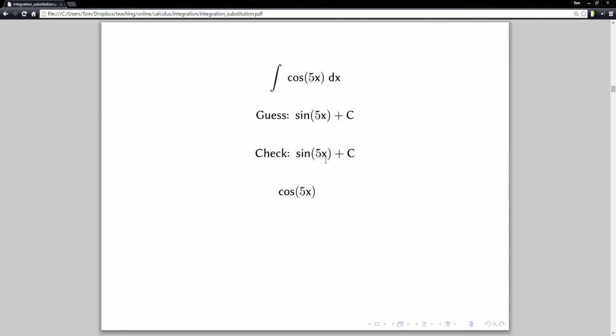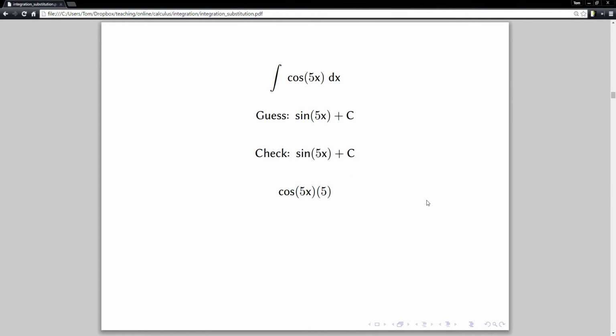I'm going to take the derivative. This is a chain rule problem, so I'm going to take the derivative of the outside part, which is cosine. I'm going to leave the inside part alone, and then the third step of the chain rule says you need to multiply by the derivative of the inside part. The inside part here is 5x. The derivative of that is 5. So you can see that little 5 pops up in there.